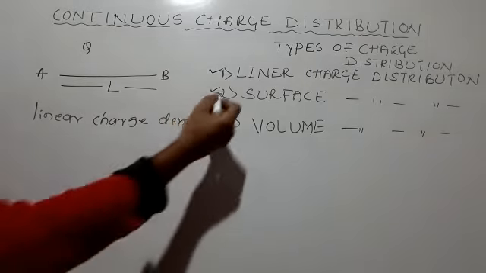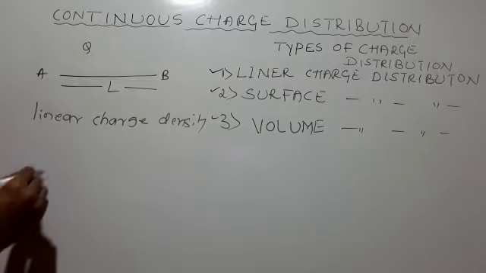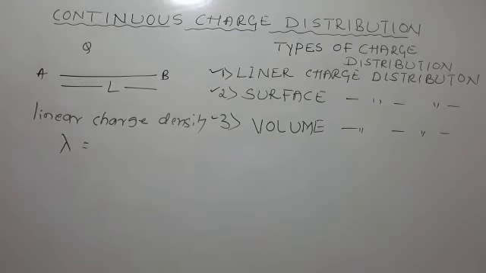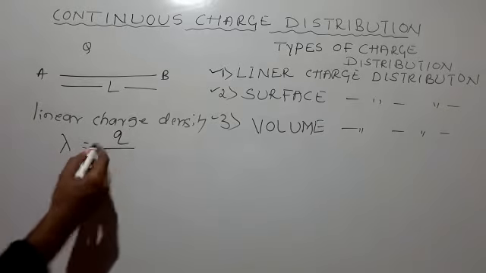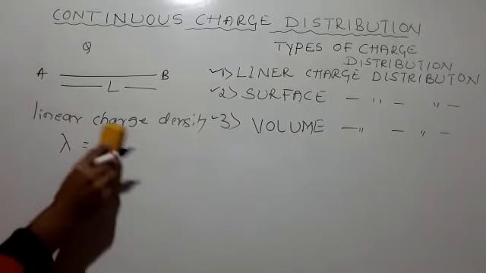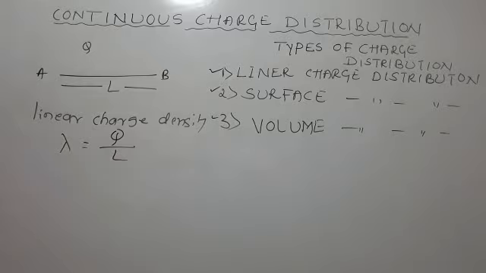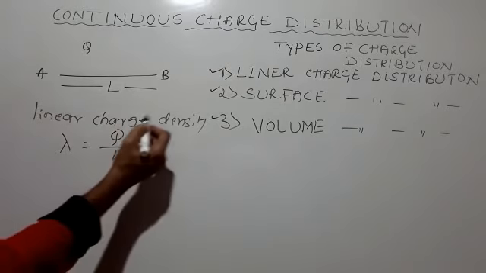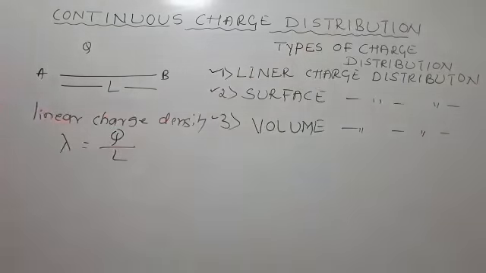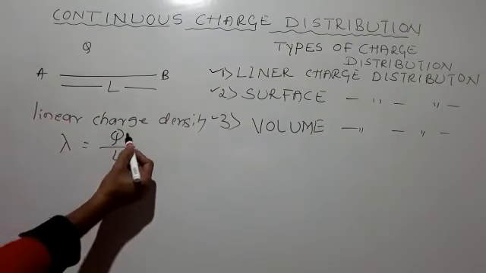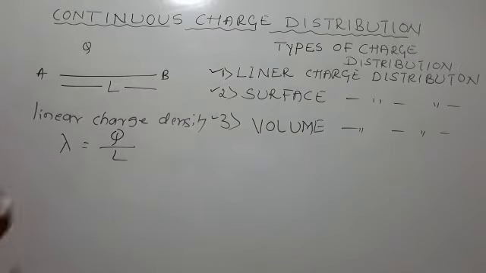Okay, so with respect to linear charge distribution, we are going to define linear charge density, which is denoted by lambda. Okay, so lambda is always equal to Q, the total charge, divided by L. That means linear charge density is the ratio of charge given to the conductor to the length of the conductor. Lambda is equal to Q divided by L.